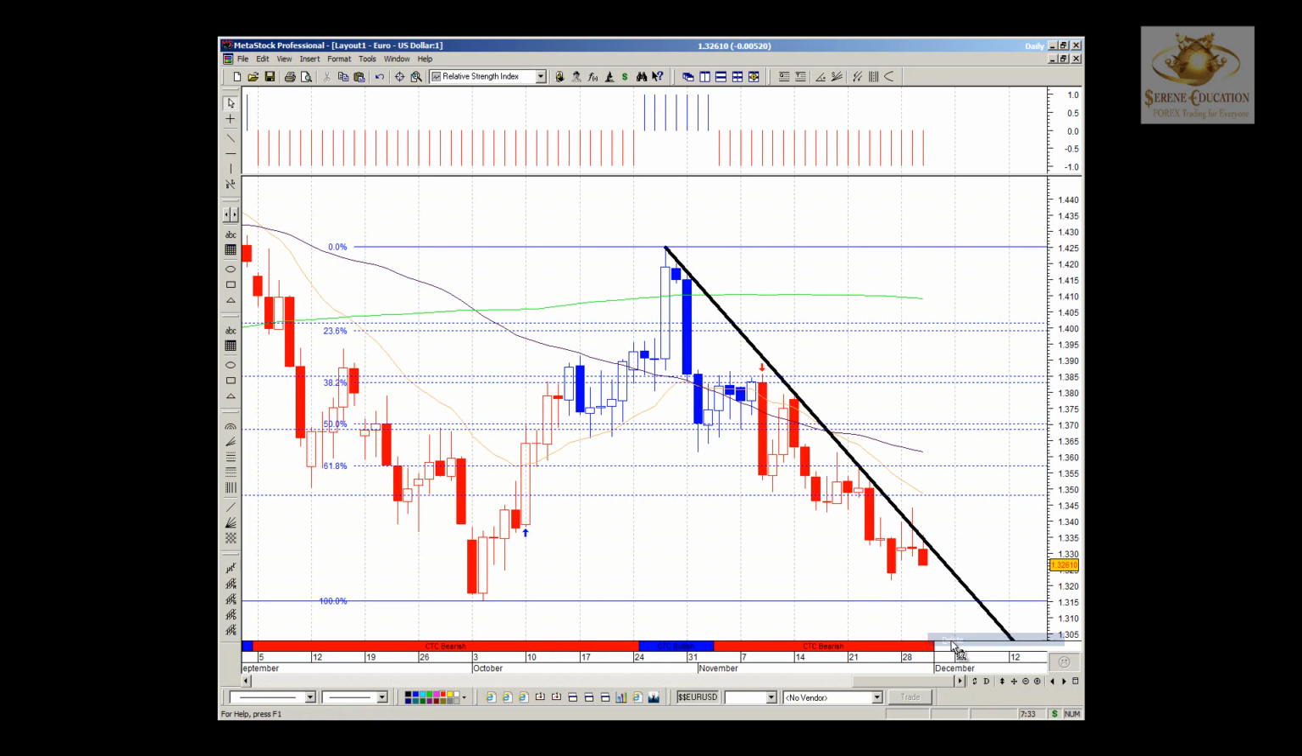So as it stands now, you can quite clearly see the breakout.